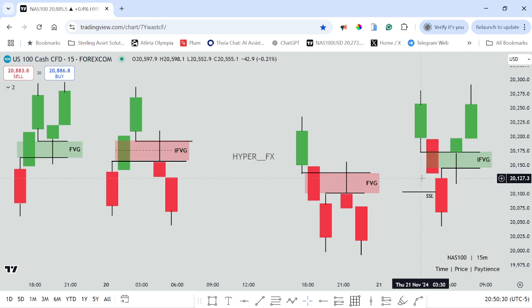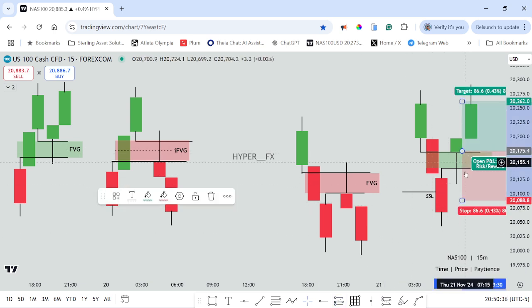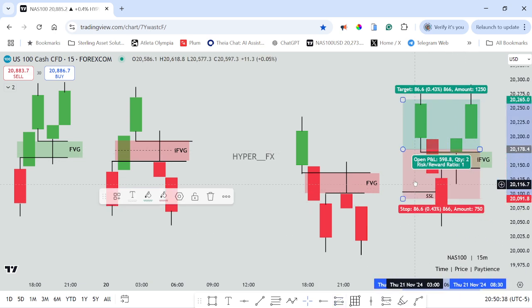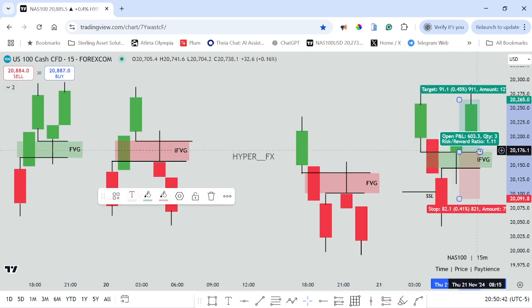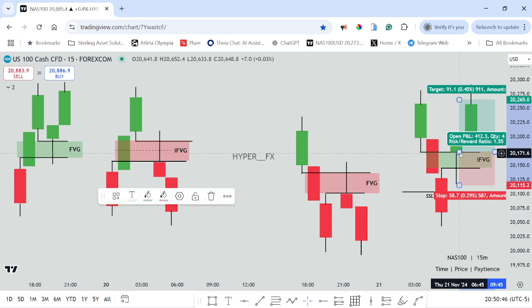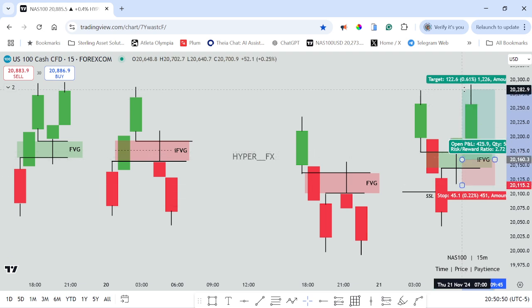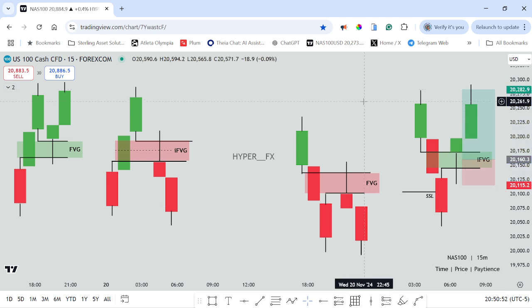And once I have my inversion fair value gap, this is how I frame my long positions. I will take my trade from the high of the fair value gap, or from the consequent encroachment of the fair value gap, and target this high that I'm seeing right there. So this is my model that I trade every day when I'm on the chart.